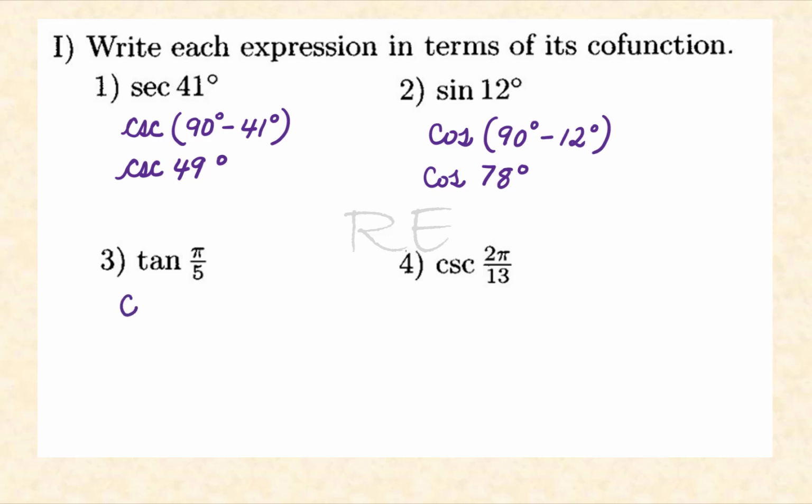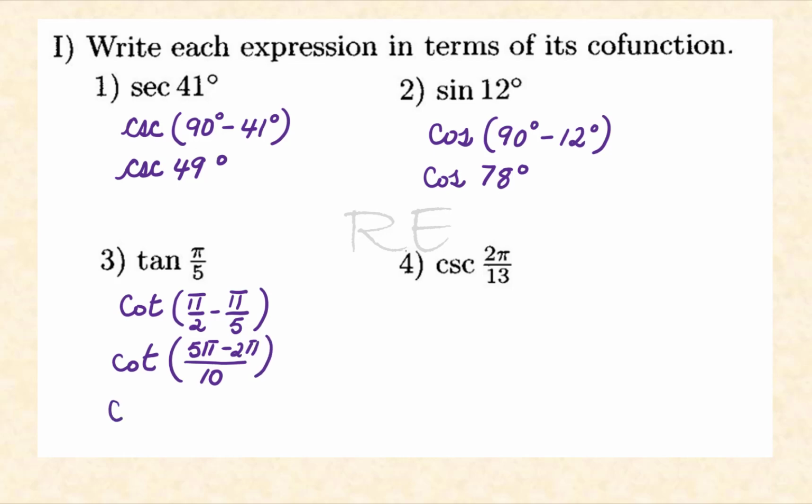Tangent pi over 5 is equal to cotangent of pi over 2 minus pi over 5. The common denominator is 2 times 5, which is 10. So it's going to be 5 times pi over 10 minus 2 times pi over 10. So the answer is cotangent 3 pi over 10.